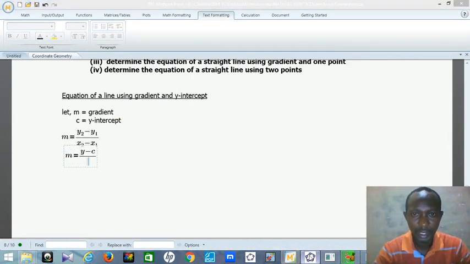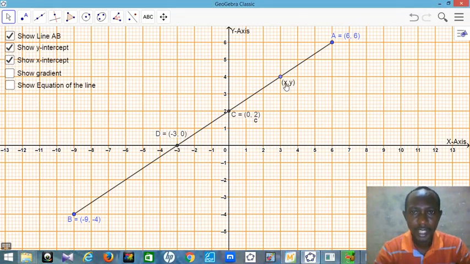Let's go to the graph. For x2, we use x. These are the 2 points I'm focusing on to derive my equation. Take note of that. So x2 is x, then x1 is 0.